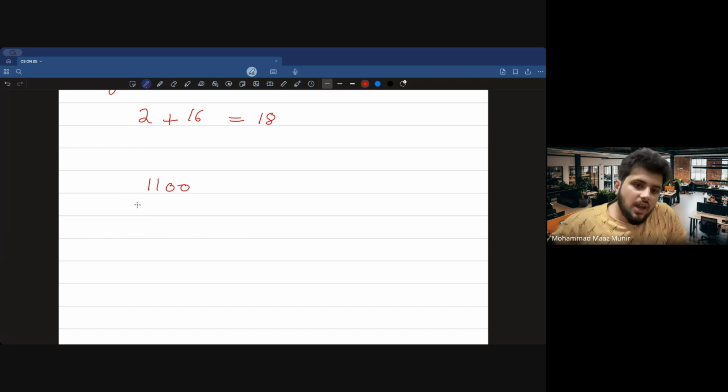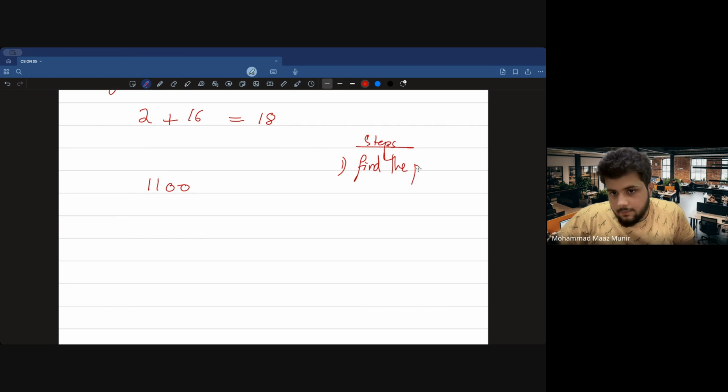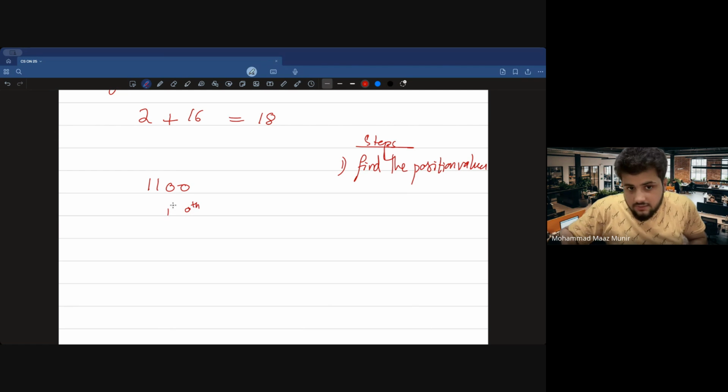Exactly. Now, let's say we have 1100. Firstly, we need to understand what we need to check. Step number 1, find the position values. You always write the position values above the binary number. This is the zeroth position, then this is first, this is second, this is third.